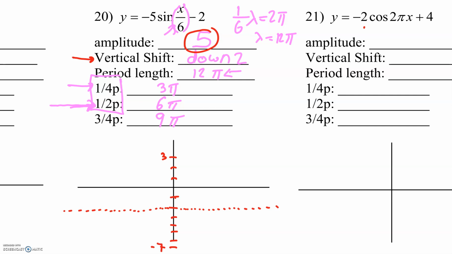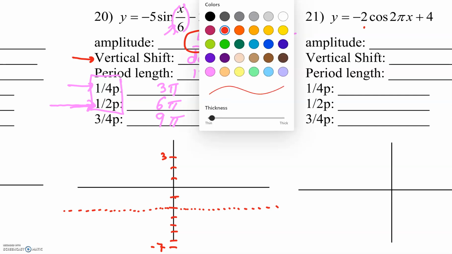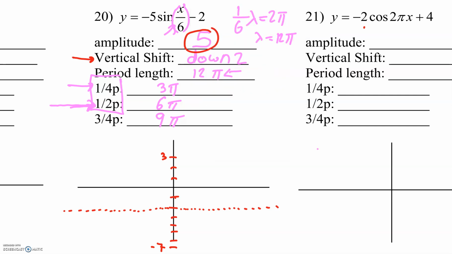I'm going to mark off our period lengths now. The whole thing, all the way out, is the full period, which is 12 pi. We know that half of it was 6 pi, and a fourth of it was 3 pi, and this was 9 pi. We've got enough to draw our graph.